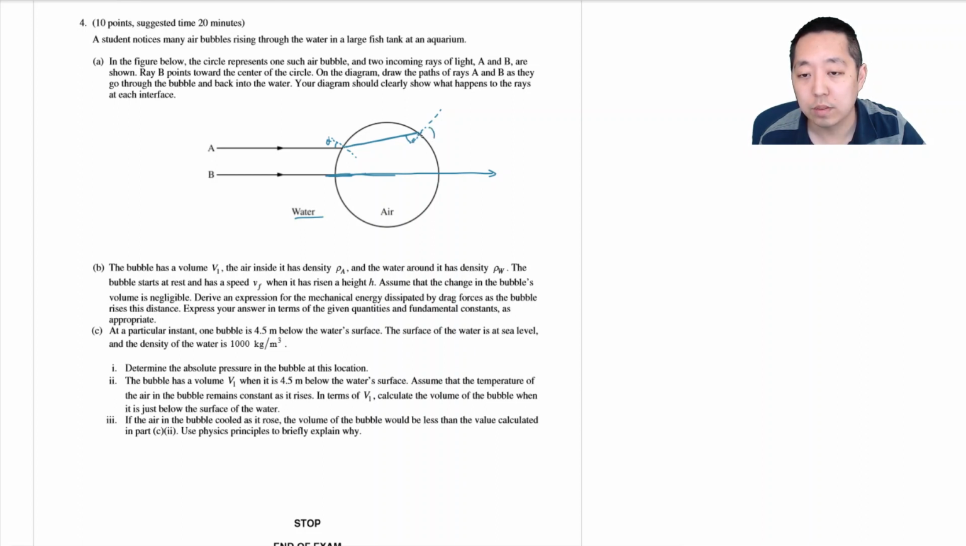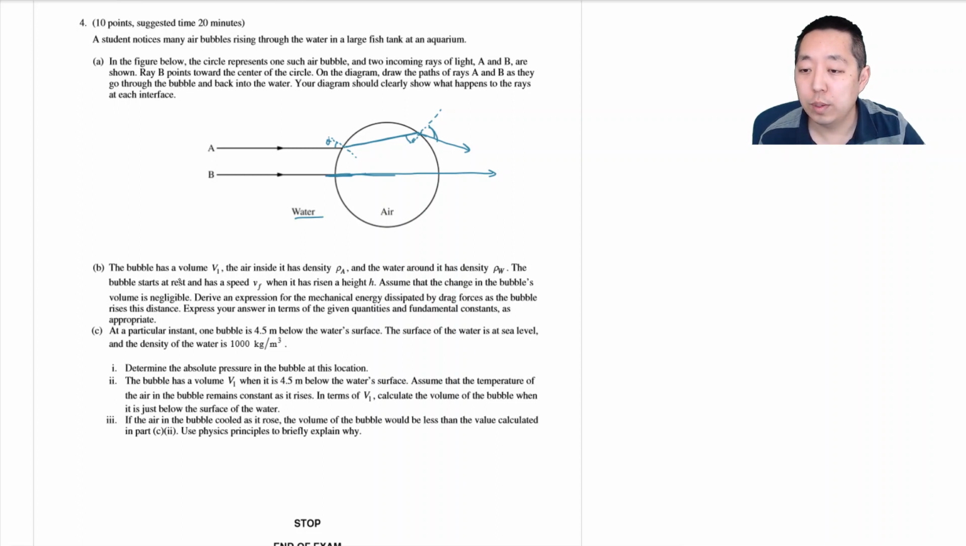So you could make it go down. I don't know if you have to make it horizontal, as long as the angle is bigger over here. I don't think it would necessarily be horizontal. So like that, and that would be good enough.